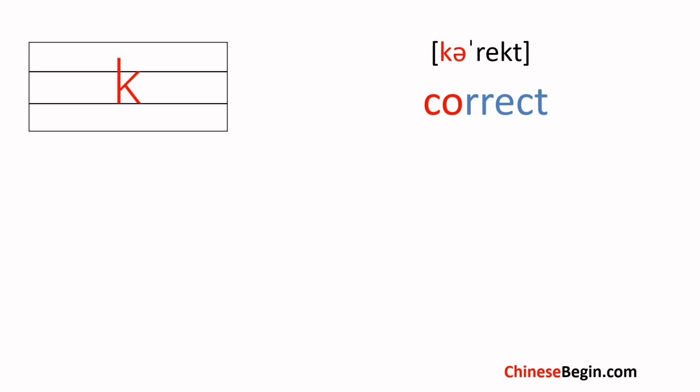Next one, k, is an aspirated voiceless velar plosive. When pronounced, its position and manner of articulation are the same as those of g, except that it is aspirated, with no vibrations of vocal cords. It sounds like k of correct. Correct. K, k. Please read after me. K, k, k.